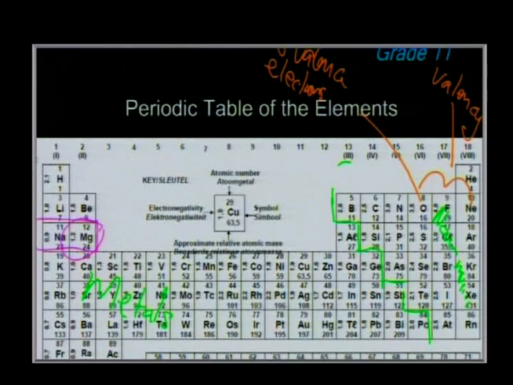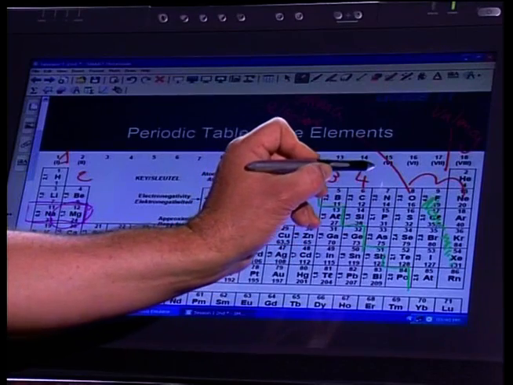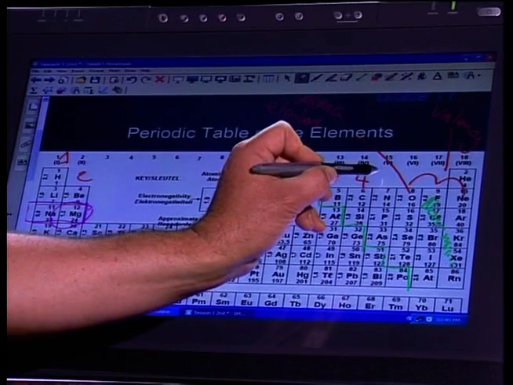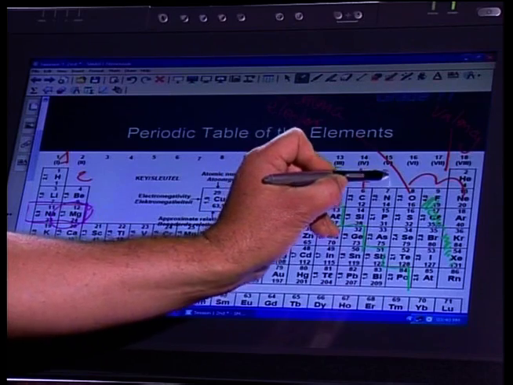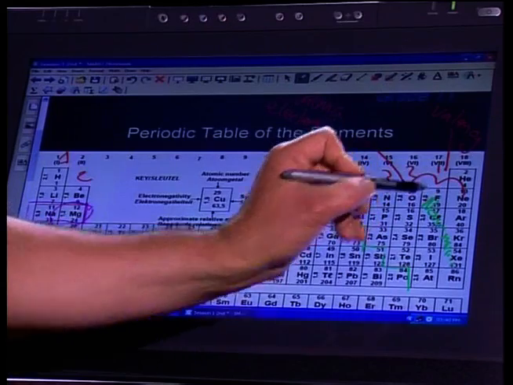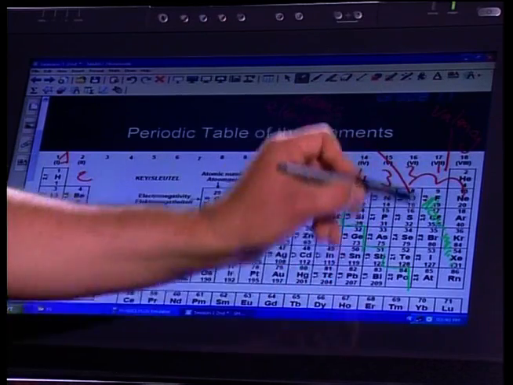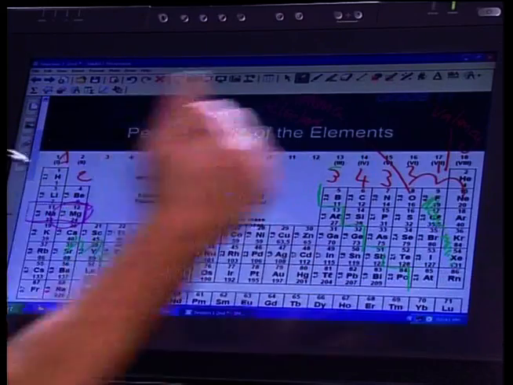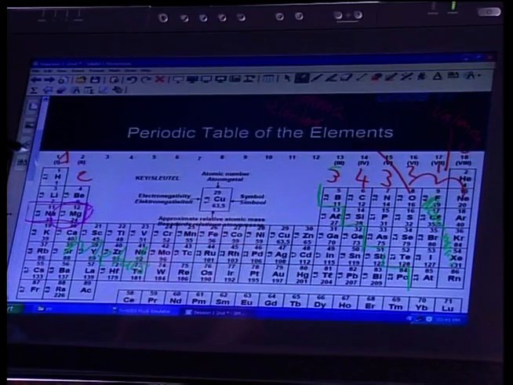Here's the way I do it. I say to myself, if it's in group 1, it has a valency of 1. If it's in group 2, it has a valency of 2. In group 3, it has a valency of 3. In group 4, valency of 4. But now from these, the non-metals tend to gain. So the valency in group 5 or group 15 is going to be 3. Valency in group 6 is 2. Valency in group 7, the halogens, is 1. They all need to gain 1 to become stable like the noble gases.